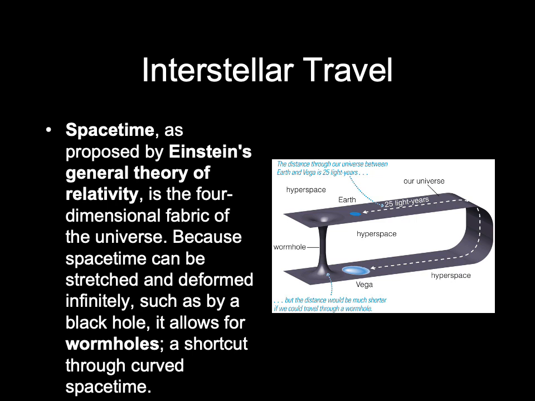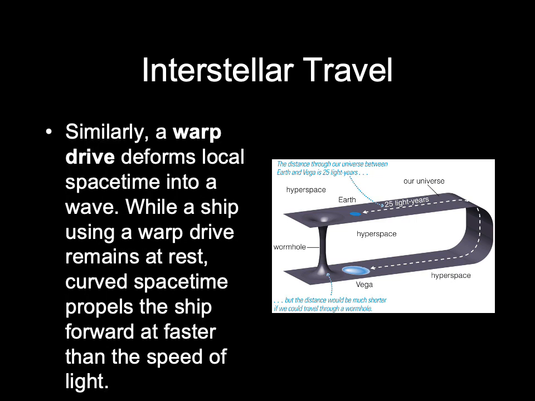So, for example, here we have the Earth being 25 light years from the star Vega in real space. But if we could somehow connect the two via hyperspace or warp in space-time through a wormhole, the distance between the two wormholes would be much shorter, and so we could get there faster. That is the concept of a warp drive. The idea of a warp drive is that it would deform the local space-time into a wave, and then the space-time itself is what is curving and helping the spacecraft move.